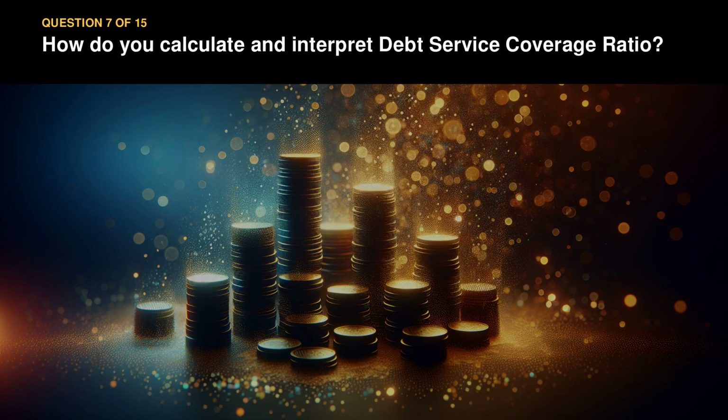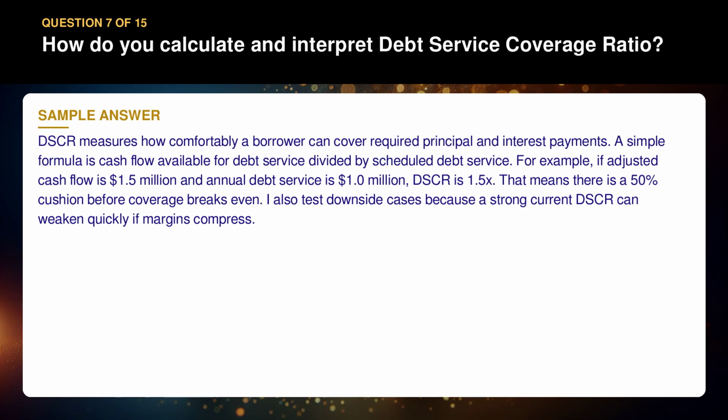Question 7. How do you calculate and interpret debt service coverage ratio? DSCR measures how comfortably a borrower can cover required principal and interest payments. A simple formula is cash flow available for debt service divided by scheduled debt service. For example, if adjusted cash flow is $1.5 million and annual debt service is $1.0 million, DSCR is 1.5x. That means there's a 50% cushion before coverage breaks even. I also test downside cases because a strong current DSCR can weaken quickly if margins compress.